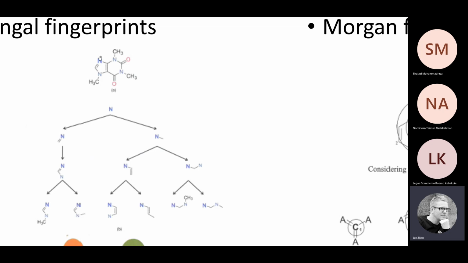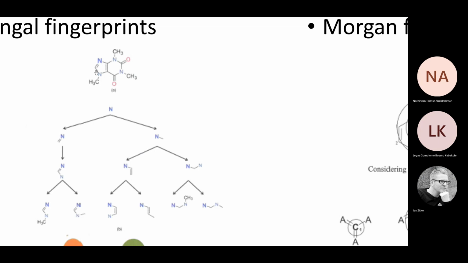So we will have nitrogen, double bond, carbon, single bond, nitrogen. This is it. Or we can go to the right: nitrogen, carbon, double bond, carbon. This is it. But also we can go in this direction: nitrogen, carbon, single bond, nitrogen. This is it.